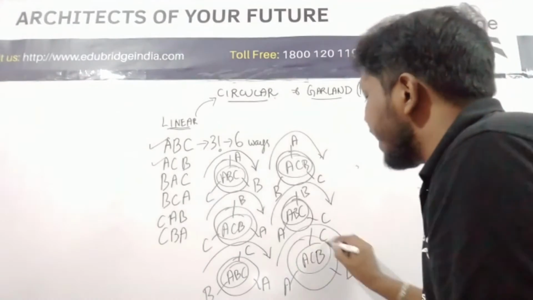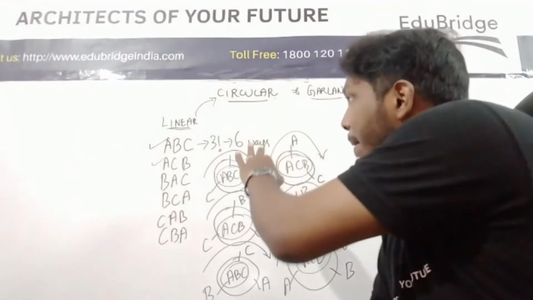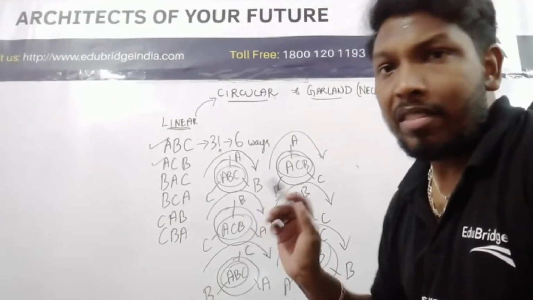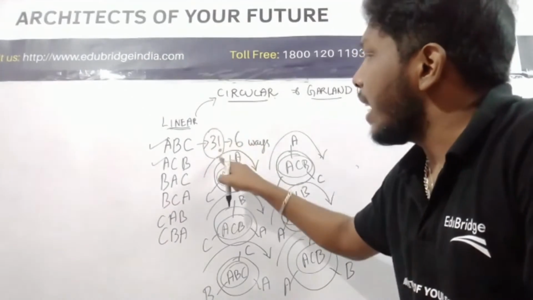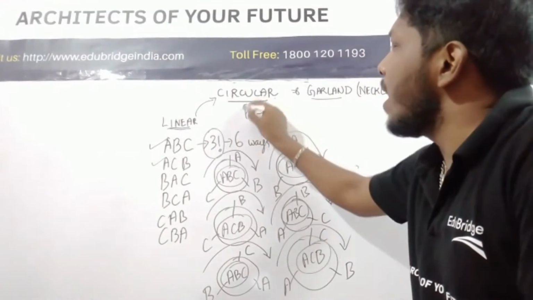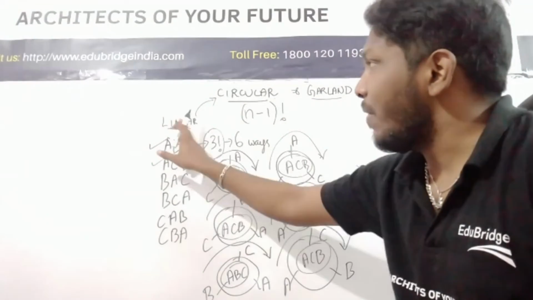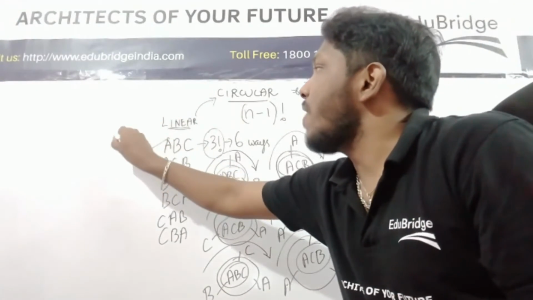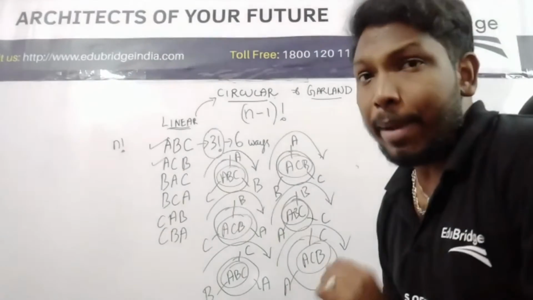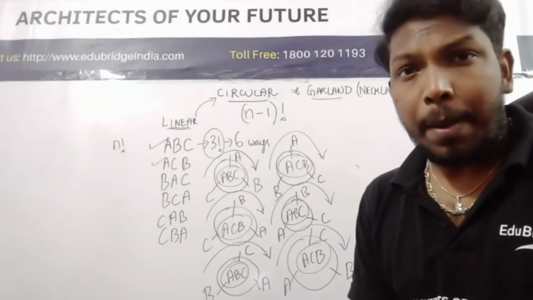So how many different arrangements are possible in a circle when three people sit at a circular table? Only two, which means I can say that in circular arrangements, n minus 1 factorial ways can be arranged. For example, if it is linear, n factorial ways, which means 3 factorial, it's 6 ways. Here in circular it is n minus 1 factorial.